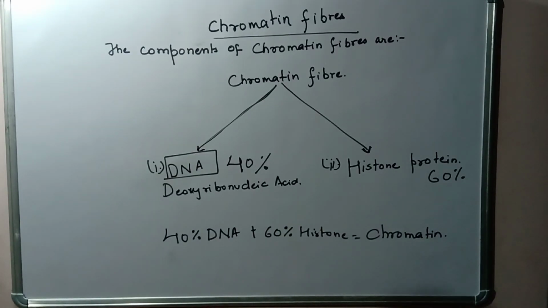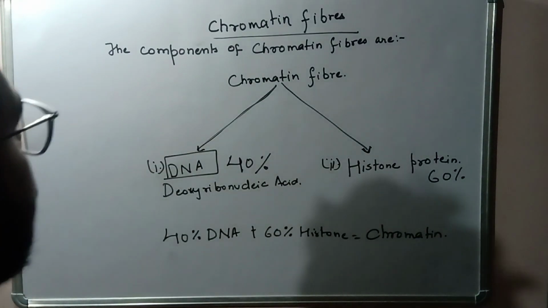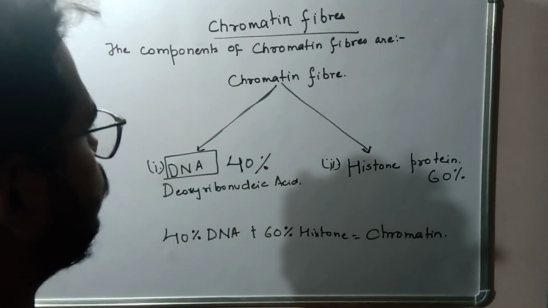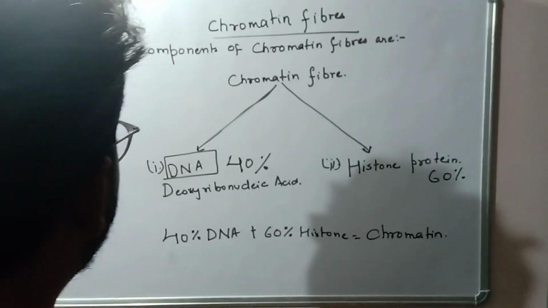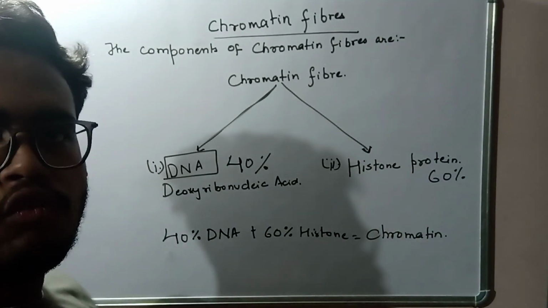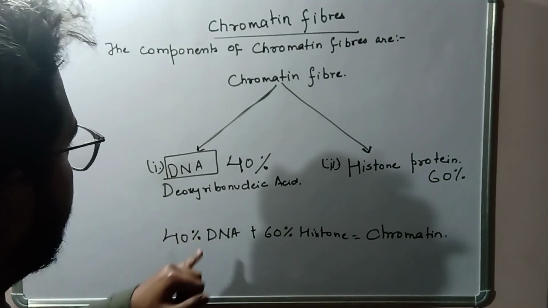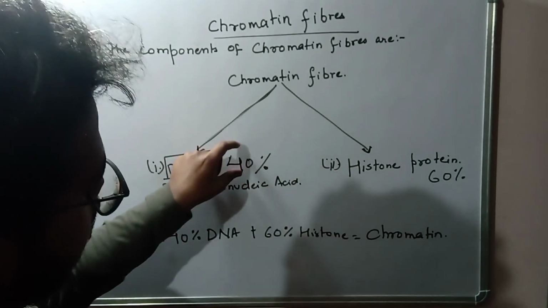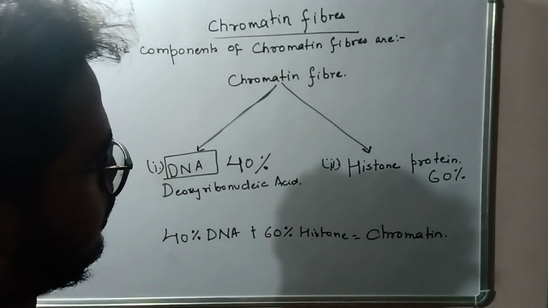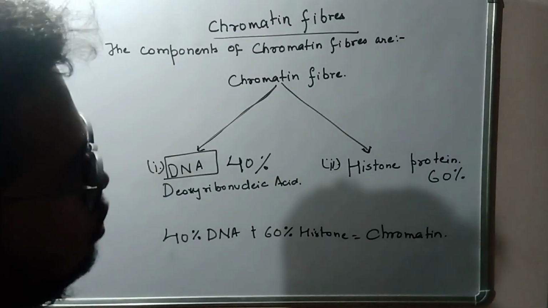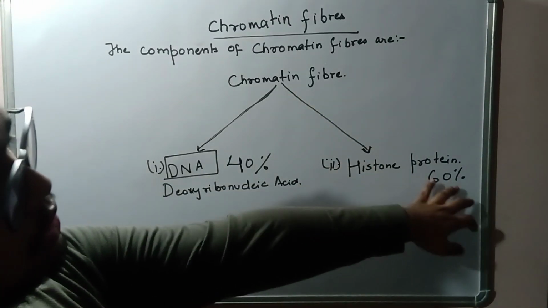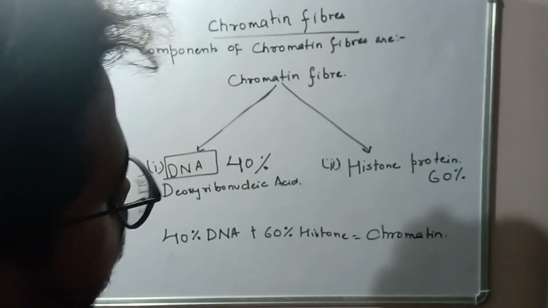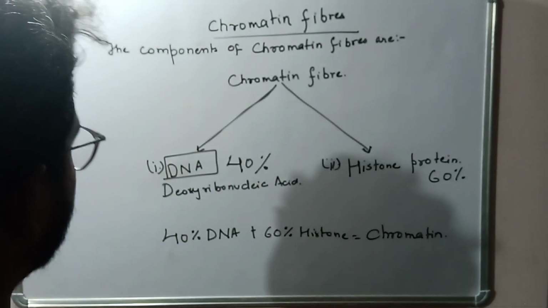Now moving on to the next page. Now we will see the components of chromatin fiber. Chromatin fiber is composed of two different components. First one is DNA, whose full form is deoxyribonucleic acid, and it is 40% of the total chromatin content. And another one is histone protein, which is 60% of the whole chromatin content. They together form the chromatin fibers.